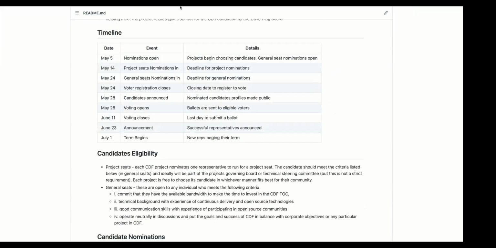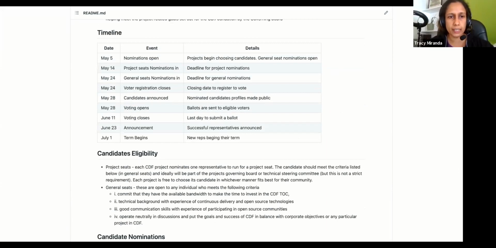Hi, Trish. I didn't see the question right before this call about who is eligible to nominate for project seats. For project seats, it is the recognized top level body for that project. For example, in Jenkins, it is the governing board. Some projects call it the technical steering committee, some call it the governing board. Basically that body, or the members of that body, come together to put forward somebody. We've left it to each community to come up with their own process.